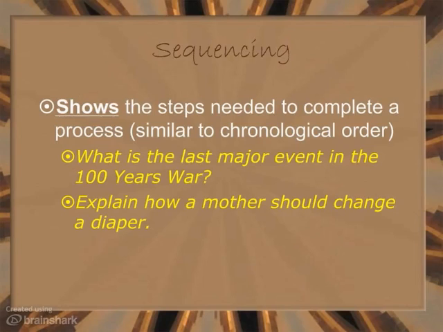Your second text structure is called sequencing, and the definition is showing the steps needed to complete a process. This is very similar to chronological order. So if I asked you, what is the last major event in the 100 Years' War, you would be giving me a sequence of all the events and battles that were fought during this time. If I asked you to explain how a mother should change a diaper, you would be giving me a list of things to do, and the order is important.